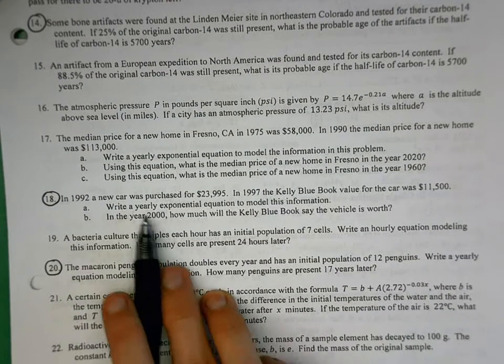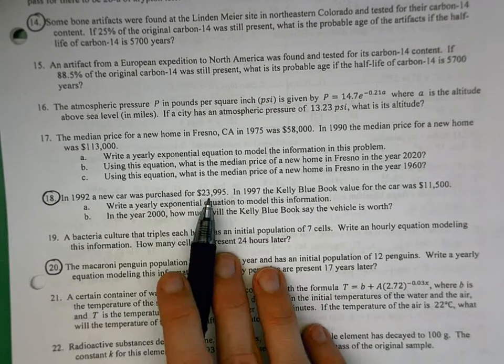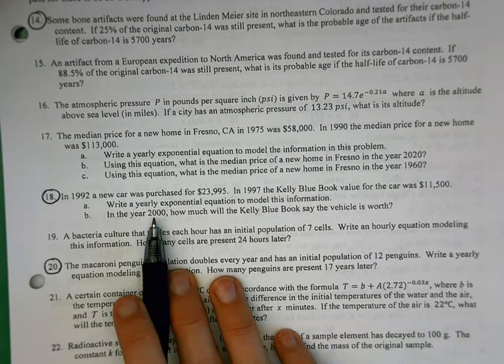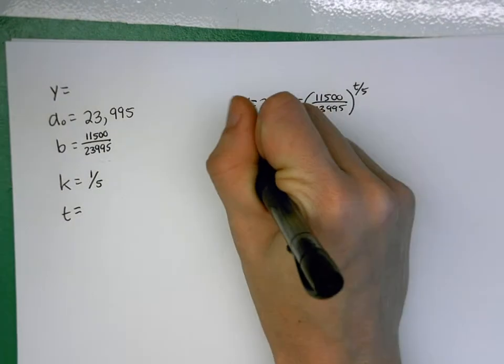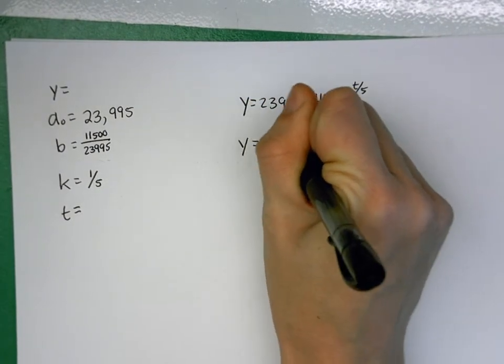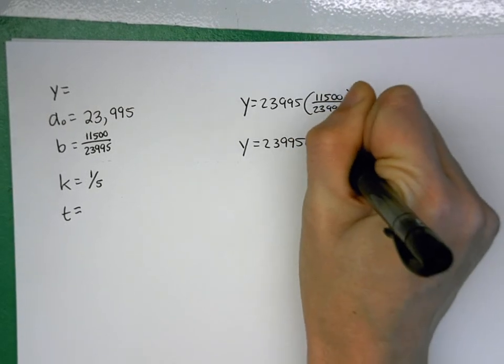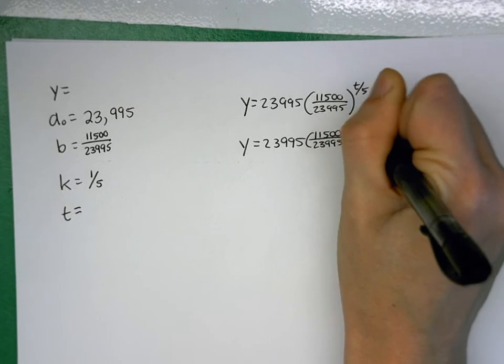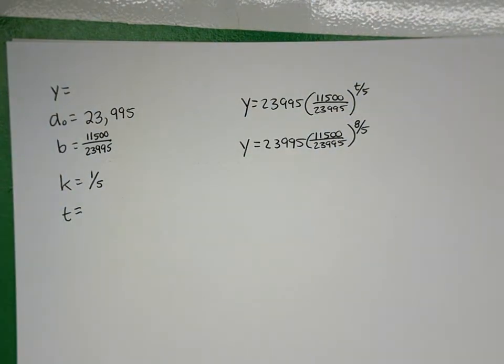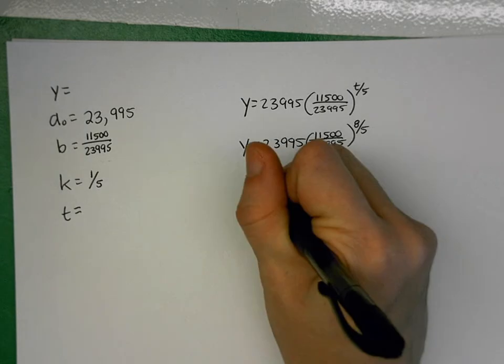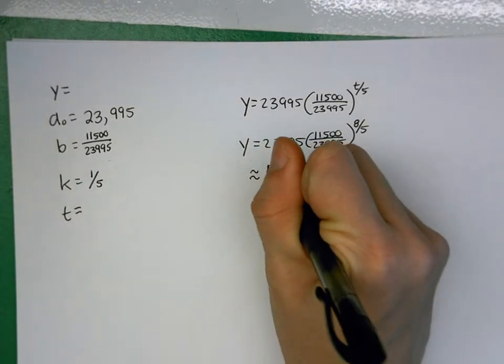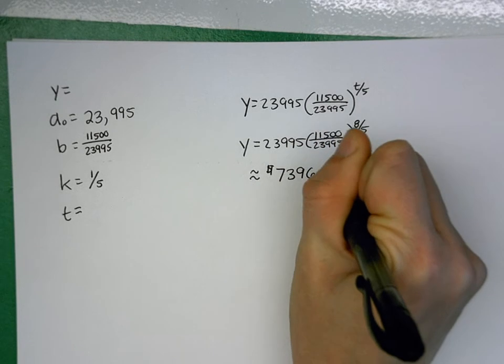Well, remember what we started at. We started here in 1992 at 23,995. So what are we plugging in for T? We're plugging 8 in for T, because to get from 1992 to 2000 would be 8 years. And so if this same measure of decay kept occurring at the same rate, then in the year 2000, which is 8 years later, that will be the value of your car. Go ahead and pick up your calculator, plug that in, see what you get. You should get right around $7,396.80.